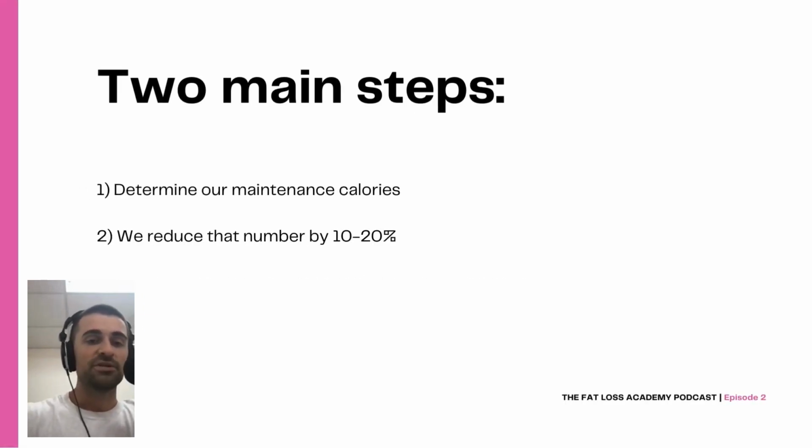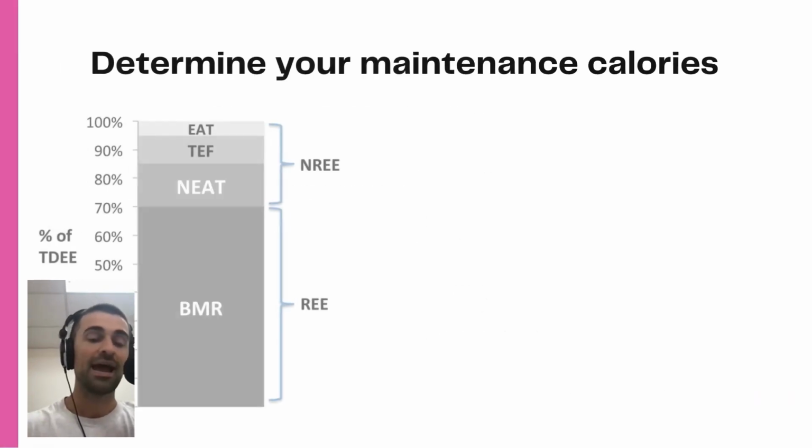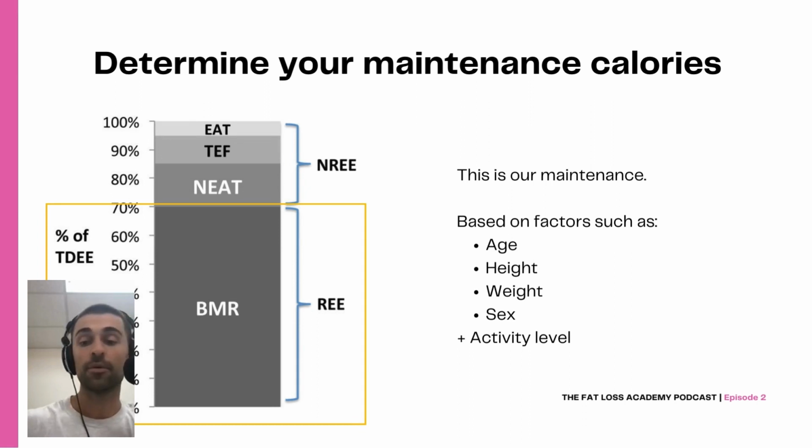So, we've talked about what a calorie deficit is and how we actually burn energy. So what is the process for creating a calorie deficit for ourselves? If you wanted to enter into a calorie deficit, what do you have to do? So essentially there's two main steps. First, we need to determine what our maintenance calories are. So this is how much I'm eating just to maintain my current body weight. And then the second step, we need to reduce that number by 10 to 20%. So let's look at determining our maintenance calories.